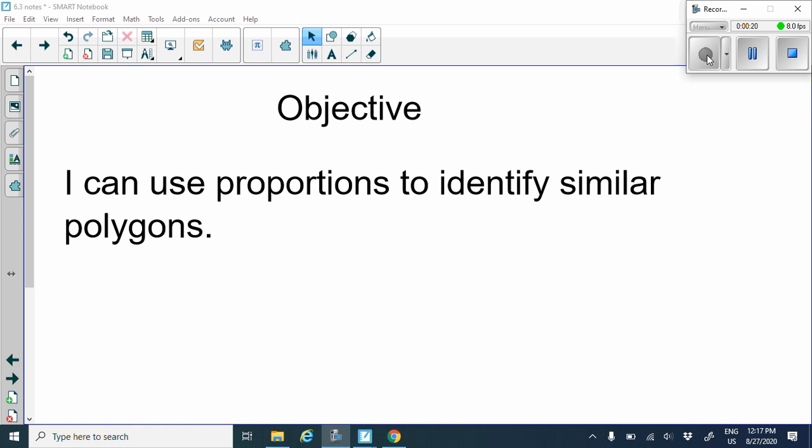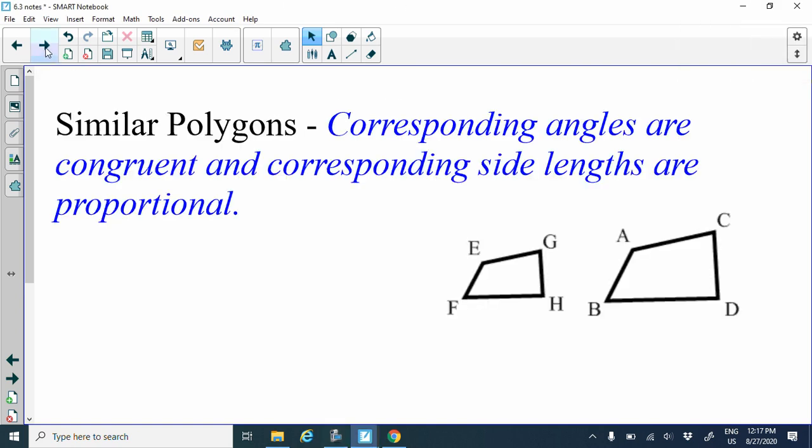I know that seems a lot, but I do want to cut these videos down a little bit shorter. So let's just talk about the objective here. So we're going to use proportions, as we talked about, and we did in 6.1 to identify similar polygons. So in this one, we're going to talk about our lovely vocabulary and do example 1 for this first part.